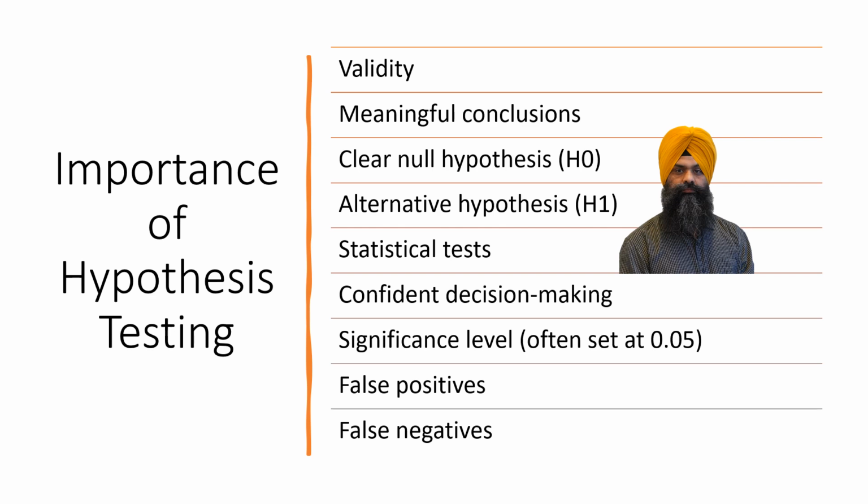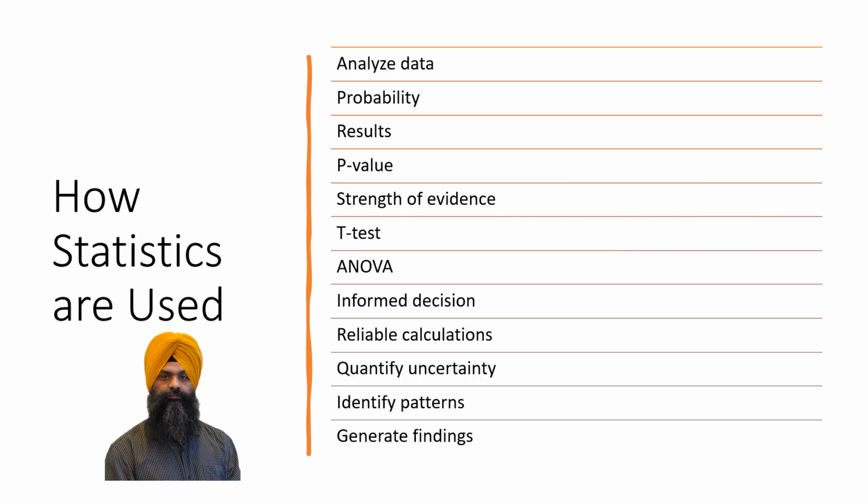The significance level, often set at 0.05, guides researchers in interpreting results with a balance between avoiding type 1 error, also called false positives, and type 2 error, also called false negatives. Through hypothesis testing, researchers contribute to the credibility and reliability of scientific knowledge, fostering a rigorous and systematic approach to inquiry across diverse fields. Statistics are employed in hypothesis testing to rigorously analyze data and derive meaningful insights.